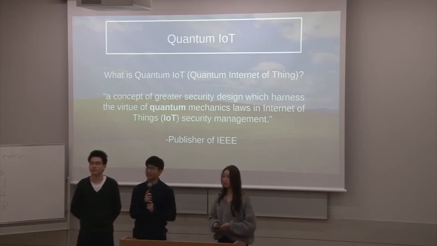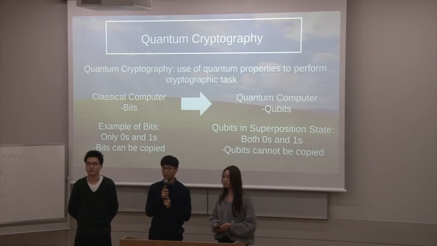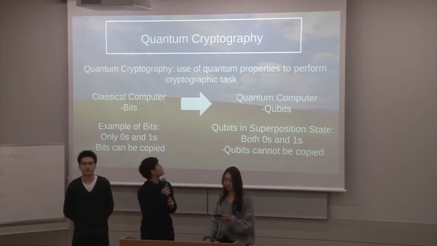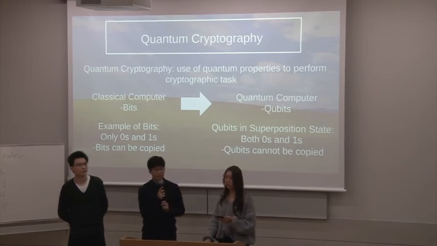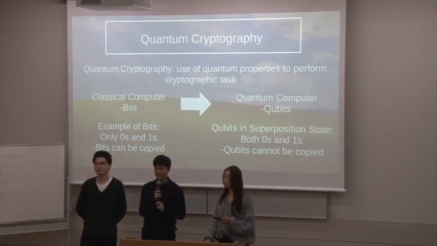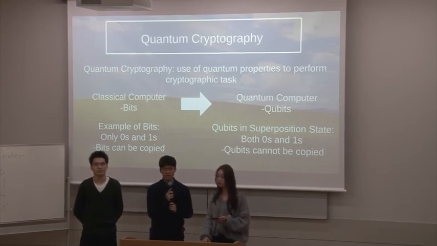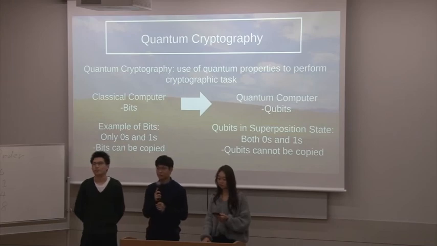Next slide, please. More specifically, we'll be talking about quantum cryptography. Quantum cryptography involves the usage of quantum properties to perform cryptographic tasks. It uses two types of computers, classical computers and quantum computers. Classical computers use bits, and bits are the zeros and ones that we see in the laptops that we use every day.